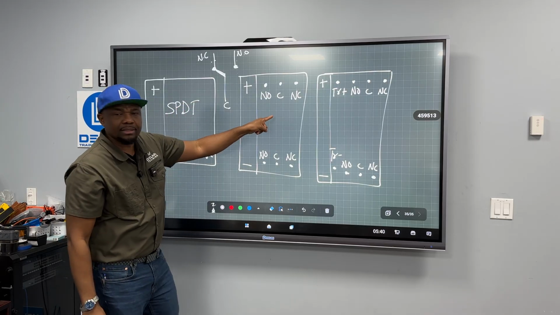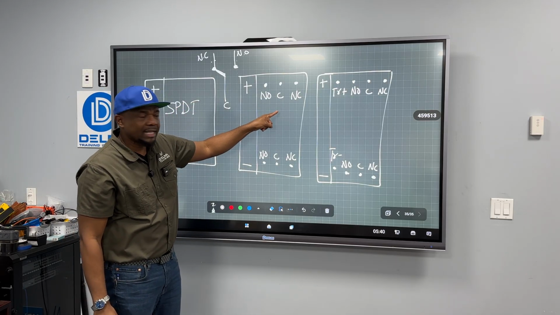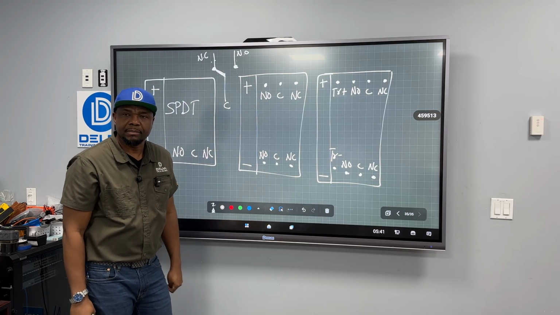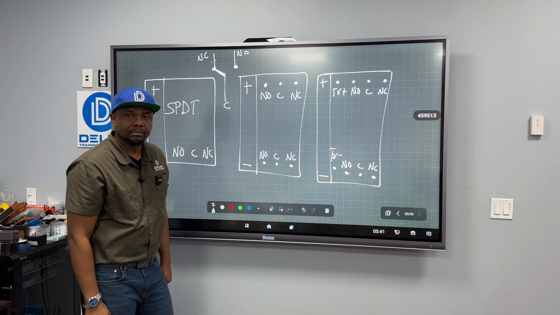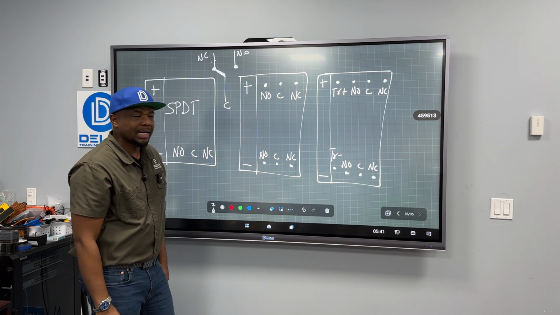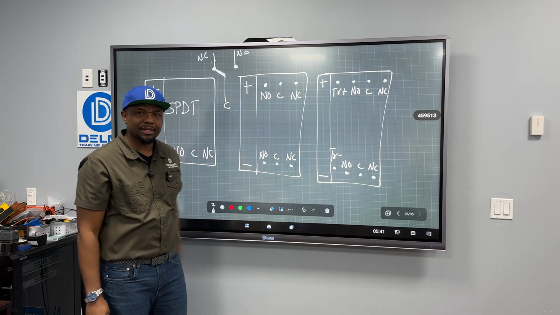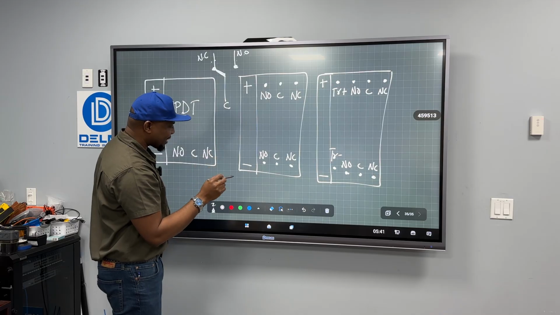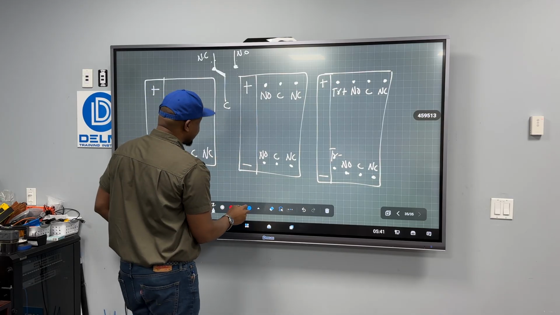Now let's look at this. Who can tell me the name of this relay here? And as you do, prepare for that one as well. Can you tell me what this one is? Maybe when I draw the schematics, you guys are going to understand it better.